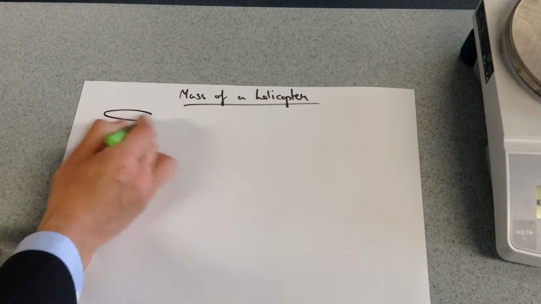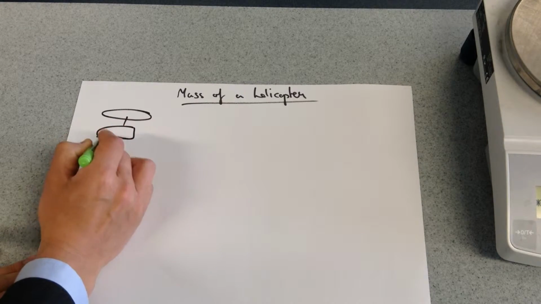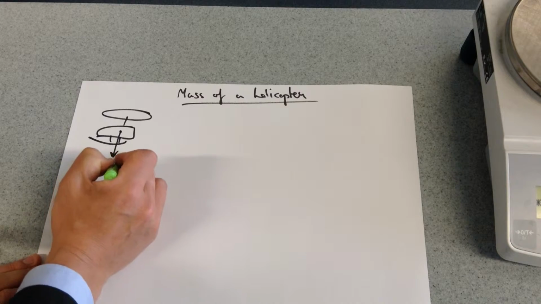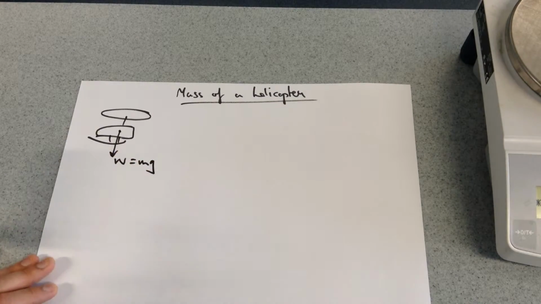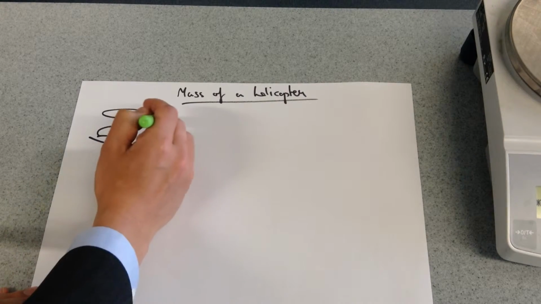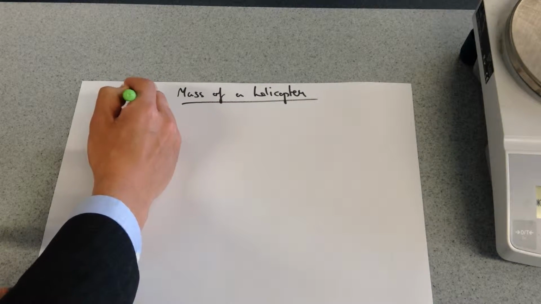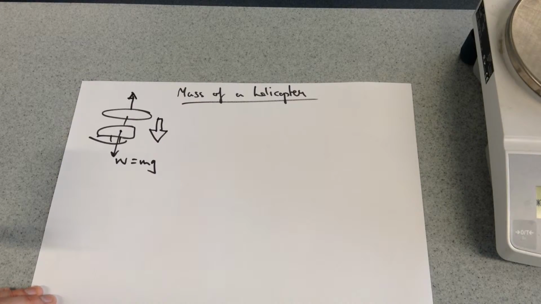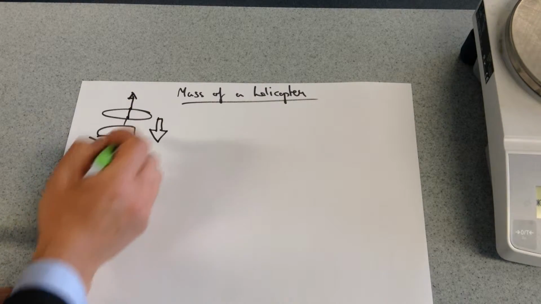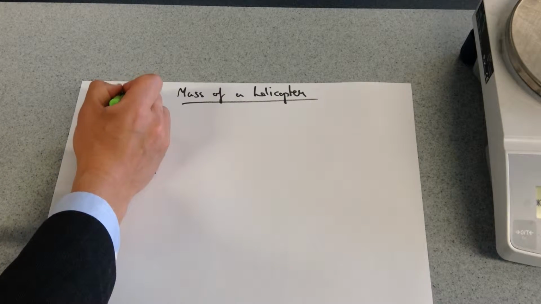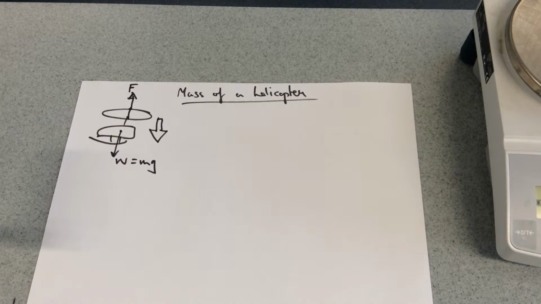So, if this is my helicopter here, we know that it has a weight, mg, and the way that it hovers is that it's throwing air down, which in turn creates upthrust. When it's hovering, these forces are identical, and that force that's being driven up is what we're trying to calculate. So how do we go about that?